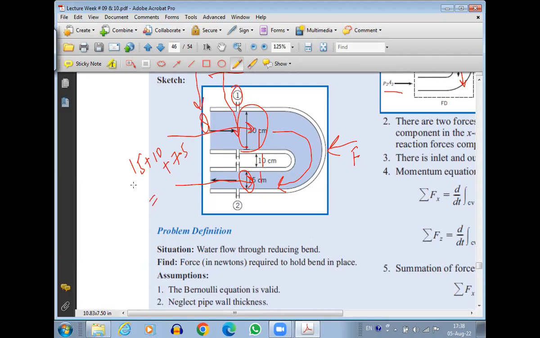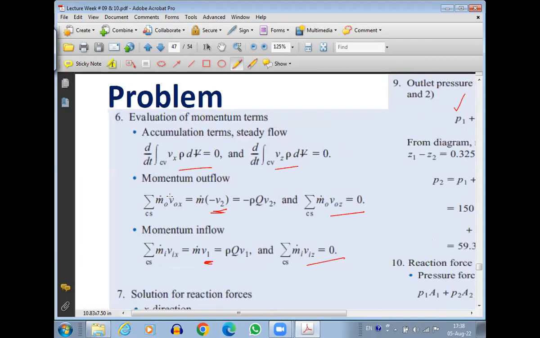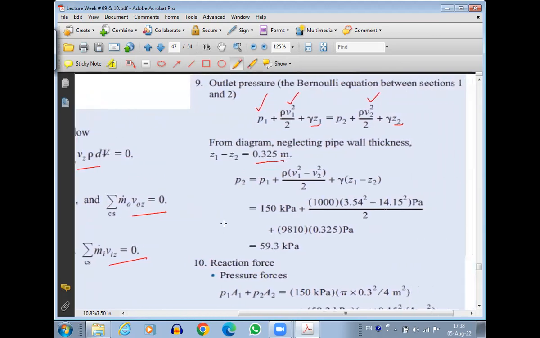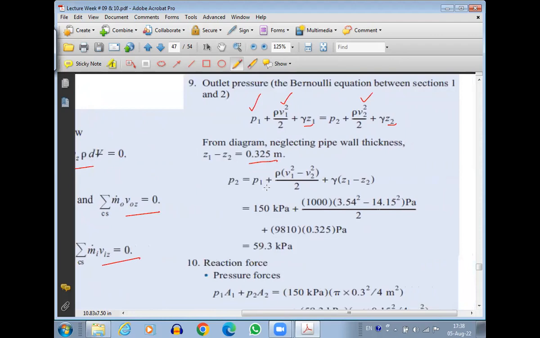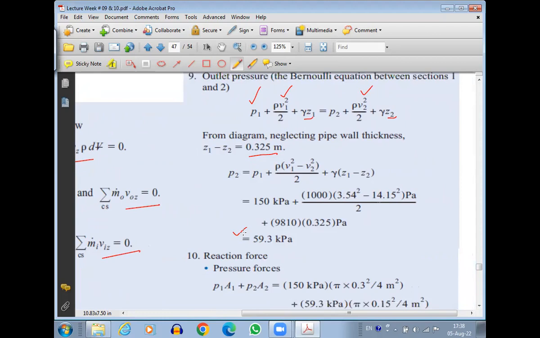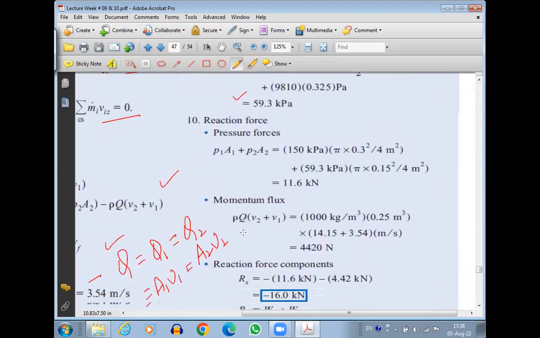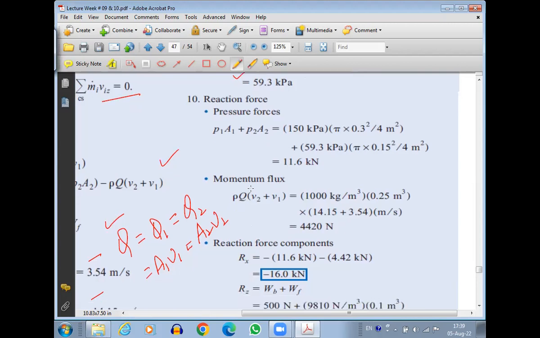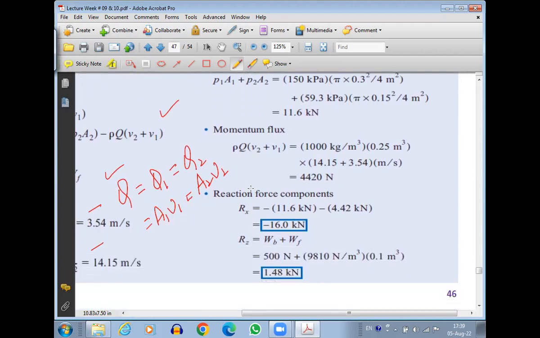So 15 plus 10 plus 7.5, how much will this be? 25 plus 7.5 is 32.5 centimeter, right? So Z1 minus Z2 is 0.325 meter, which means 32.5 centimeter. Now we know everything here. Just substituting the values, we're going to get P2. We can now find the pressure forces P1 A1 and P2 A2, and substituting the values of the momentum flux, we can get the X component and Z component of the forces.